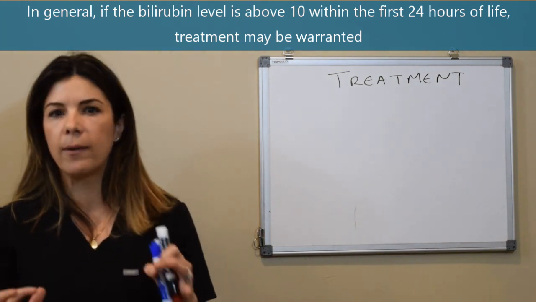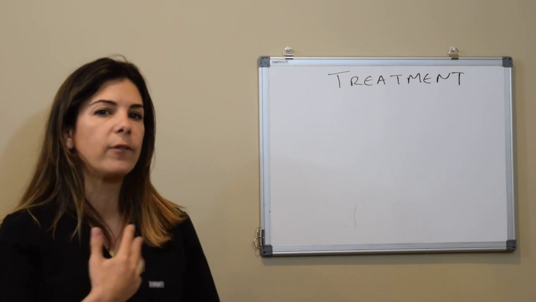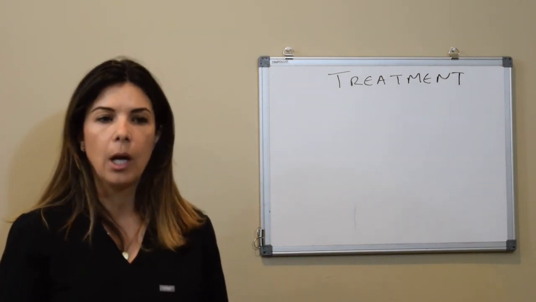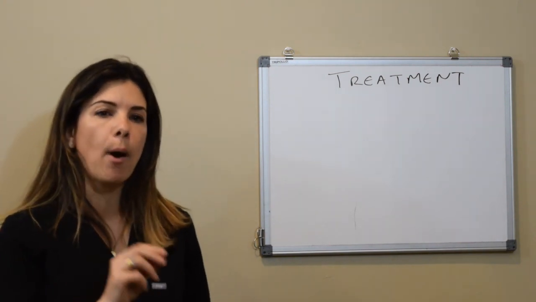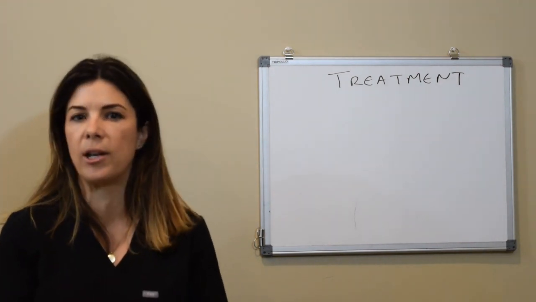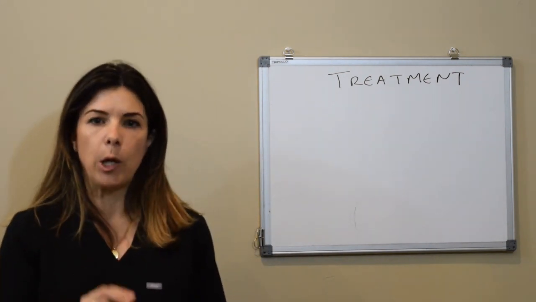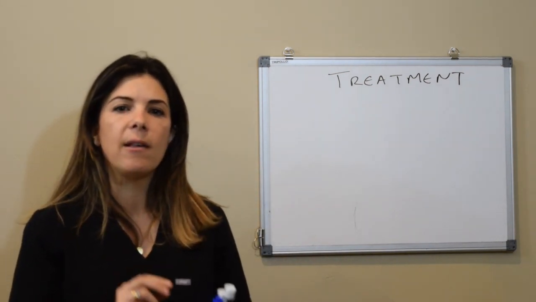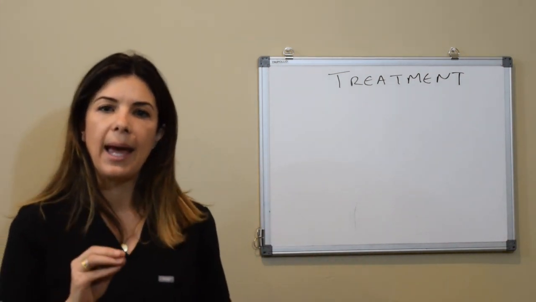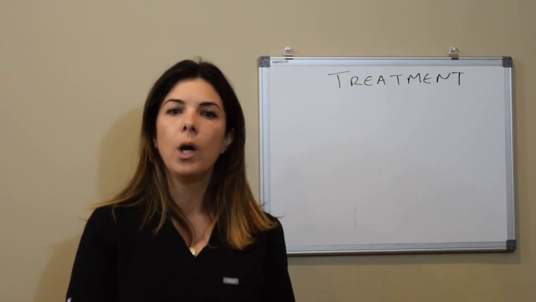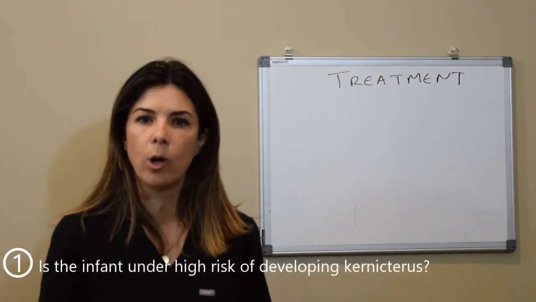So after you decide just how high that bilirubin is, do you have to do any further investigation? You decide that the bilirubin is high and that the baby probably needs some sort of intervention, whatever that may be, and we'll talk about it in a second. The next thing that you have to figure out is whether this baby is under high risk or not. And again, everything goes back to kernicterus. Is this baby at high risk of developing kernicterus or not?